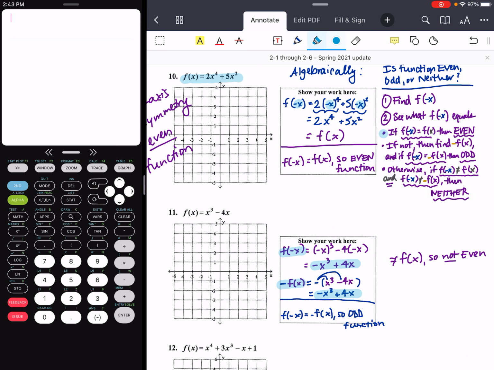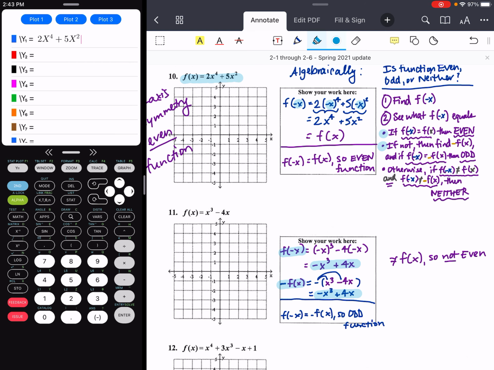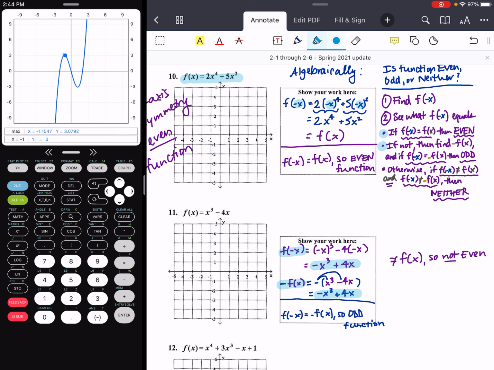Okay. So that was the second case. F of negative x didn't equal f of x, but I did get a match here. F of negative x equaled negative f of x, so I knew I had an odd function. And if we look at the graph of this, we've got x raised to the third power. So y equals x raised to the third power minus 4x.